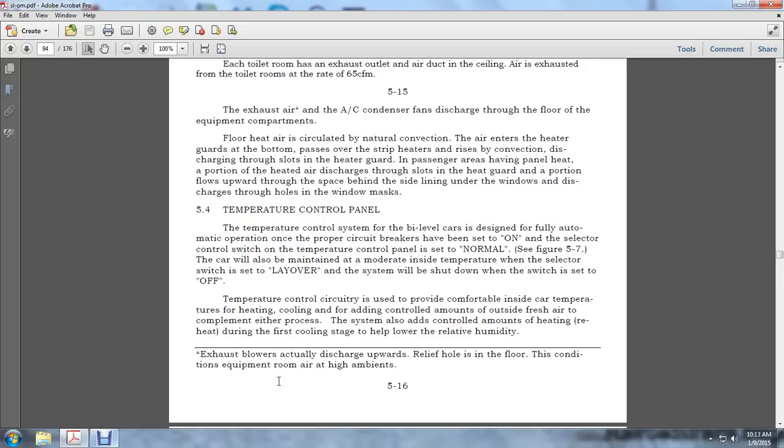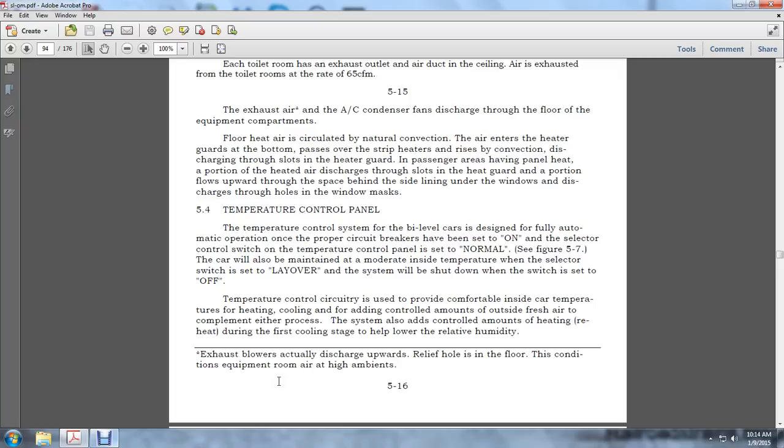5.4 Temperature Control Panel. The temperature control panel for the bi-level cars is designed for the fully automatic operation. Once the proper circuit breaker has been set on the selector of the control switch, the temperature control panel is set to normal. See figure 5.7, which the car operated. The car will also be maintained by moderate temperature and selector. The switch is set for the layover. The system is shut down when the switch is set to the off.